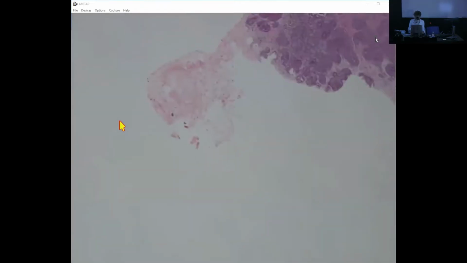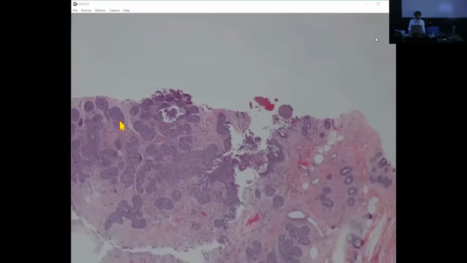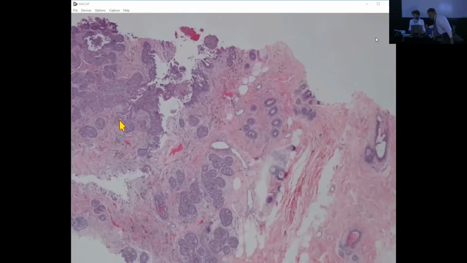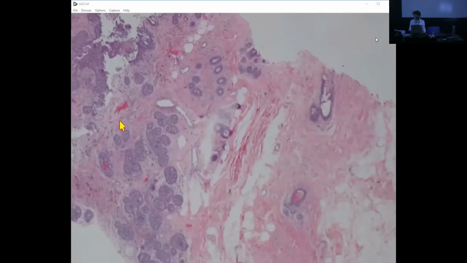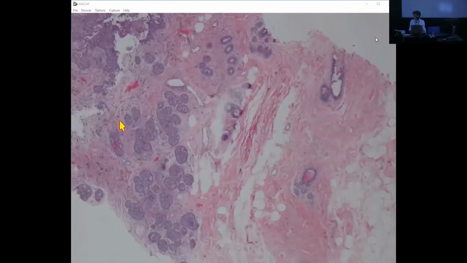Typical cases. So let's see what we have here. Here is an example of classic lobular neoplasia. So the way I identify lobular neoplasia at low power, I always scan around, because sometimes, especially for atypical lobular hyperplasia, it can be difficult to find, right?